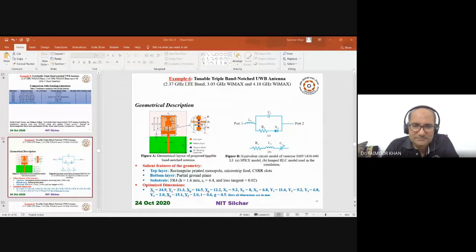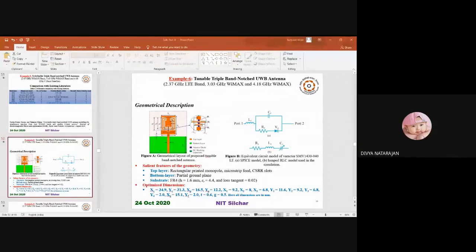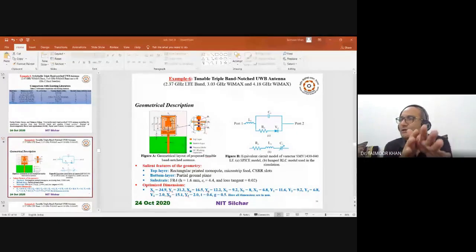Is it possible? Yes, of course. Ultimately, it is rejecting only a specific band. For example, 1 to 2 gigahertz is rejected, while below 1 gigahertz and above 2 gigahertz, everything is being radiated, no problem. It is possible, and that is done by tuning the circuit. Is it like the L and C values? Yes.